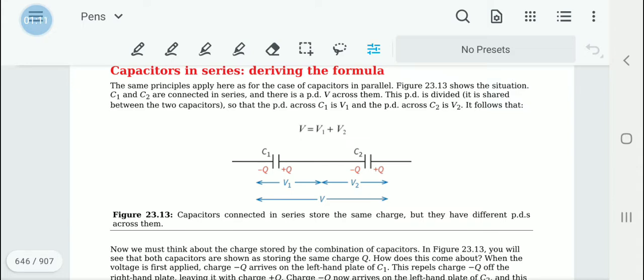So here, just like in parallel, the same principles would apply. However, when they are connected in series, when the potential difference V is across them, this potential difference is going to be divided or shared between the two capacitors. So the PD across C1 could be V1, and the PD across C2 could be V2. The sum of them would be V.